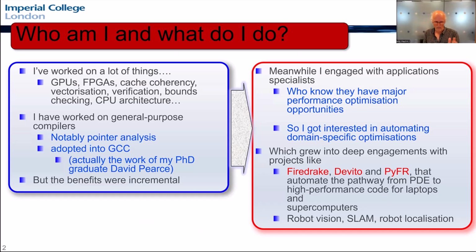For example, I'm particularly proud of one of my PhD graduates, David Pierce, who built a pointer analysis which got adopted into GCC and is cited by people from the LLVM and the Golang compiler and so on. And that's fantastic, but in fact, the benefits were pretty incremental. Compilers are not very good at understanding what pointers are doing in programs, and this is one of the fundamental barriers that limits what optimizations are possible.